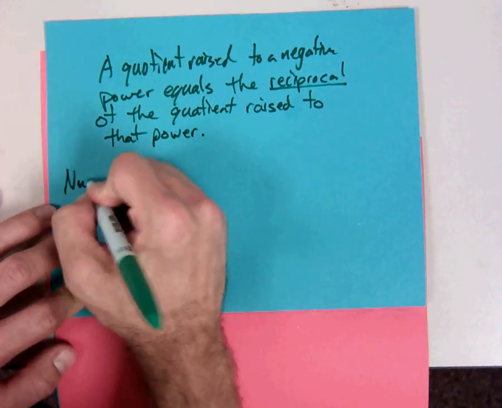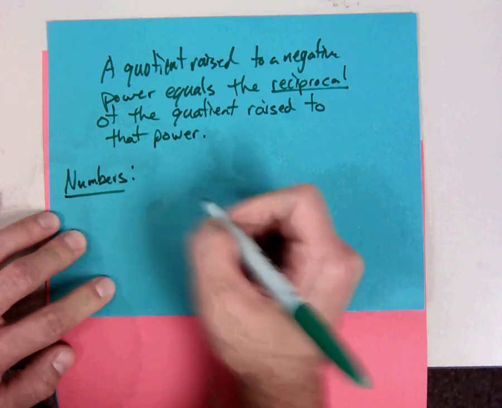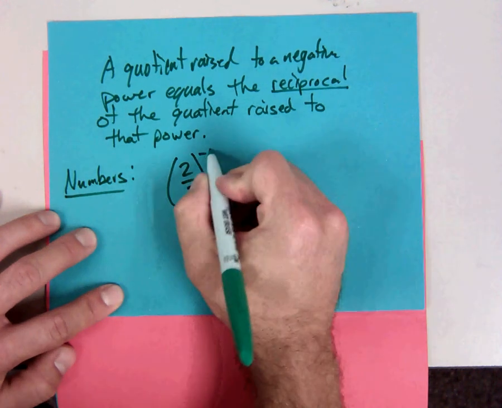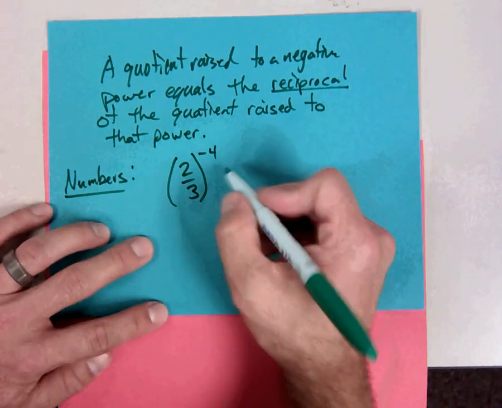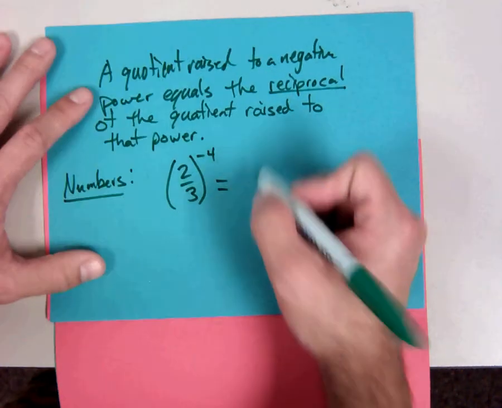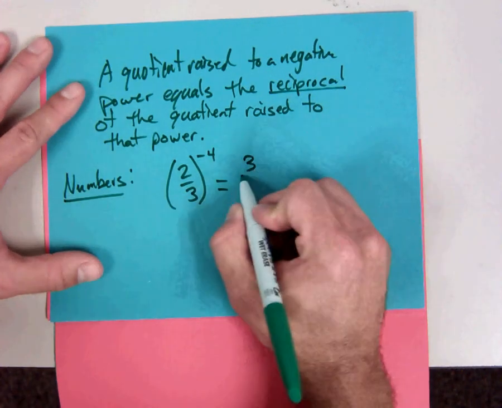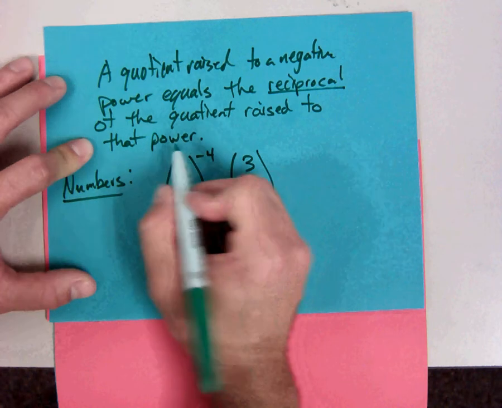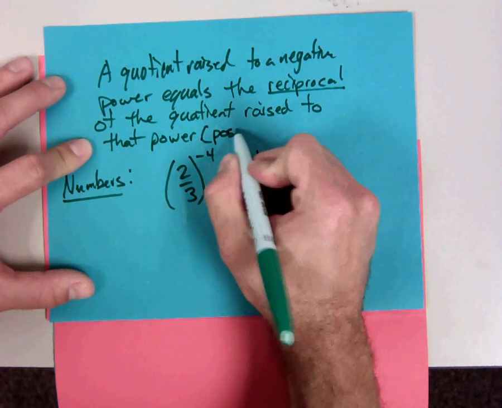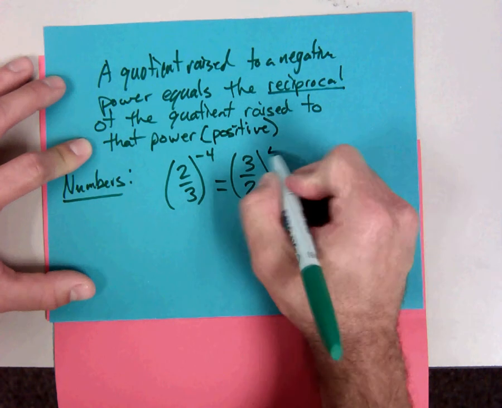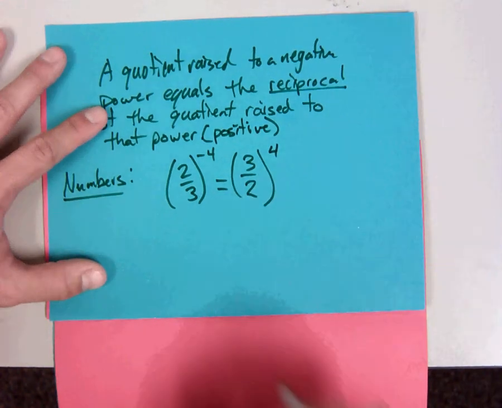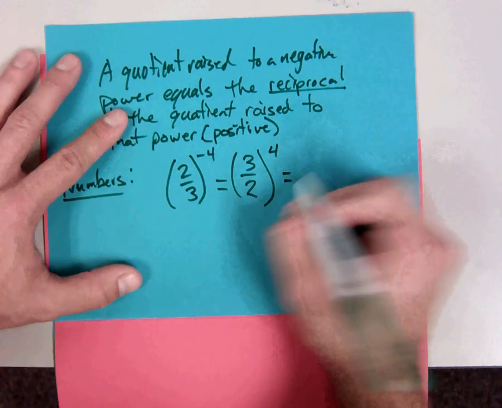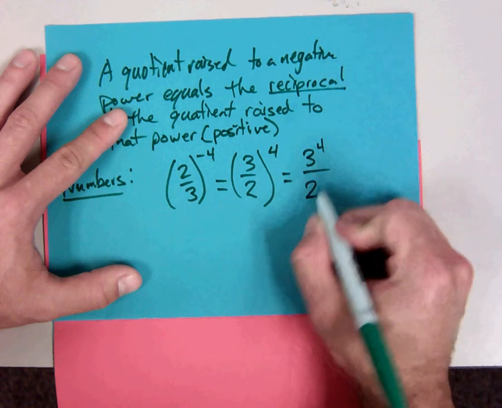So what does it look like with numbers? All right, so if we had 2/3, there's our quotient, raised to the power of -4, it's going to be equal to the reciprocal. The reciprocal of 2/3 is 3/2, raised to that power, but it's going to be positive. I left that out. So it's now raised to the 4th. And if we remember before with the positive power property, that means each base is raised to that power, so we really have 3 to the 4th divided by 2 to the 4th.